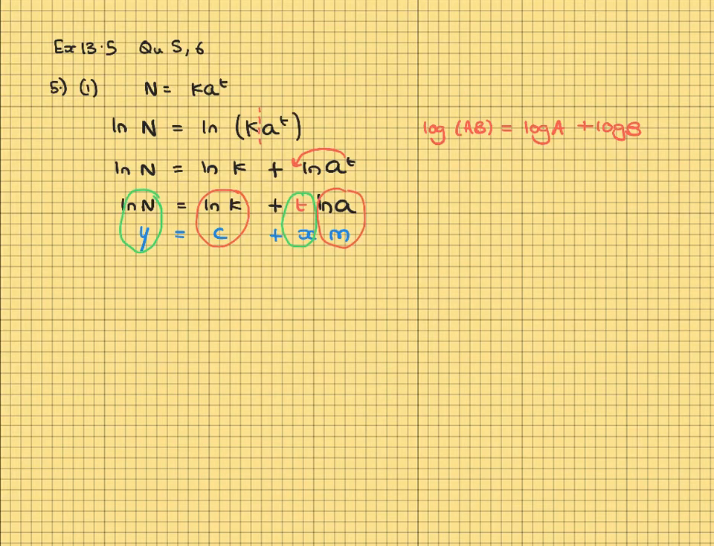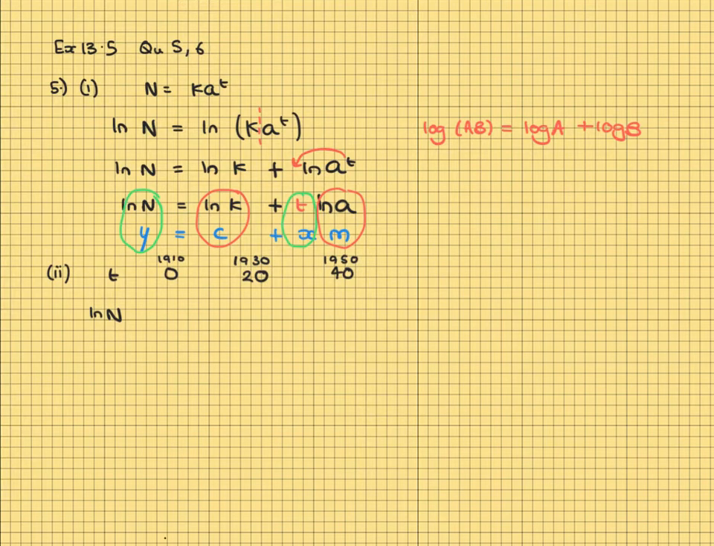So part 2 asks us to make a table of values for t versus ln n. So we start at 1910, which of course is a time of 0, and then when we reach 1930, well, that's 20 years after 1910, 1950 is 40 years afterwards, and so on and so forth.